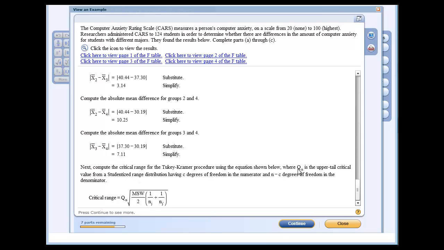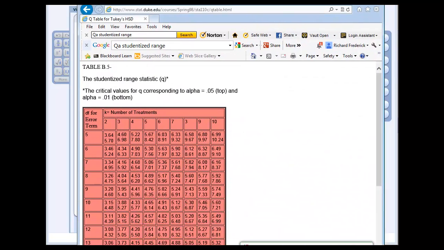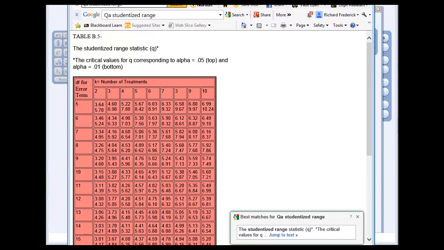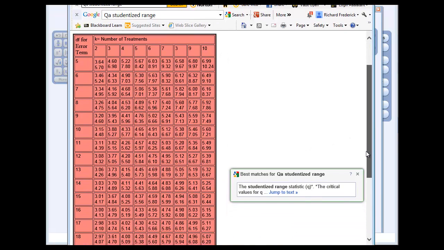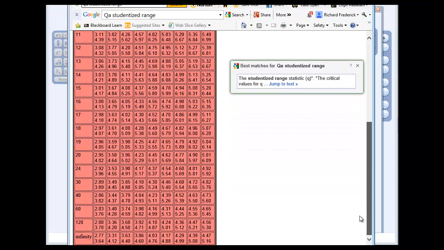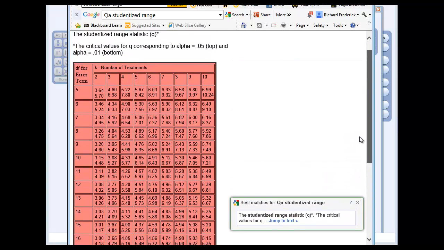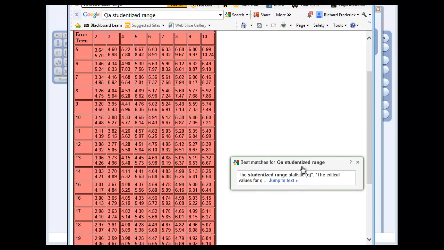Now, we're going to figure out Q alpha, and we're going to multiply it by this value. I think all the n's are equal, so it doesn't really matter. Just figure out what the n is. But let's figure out how we do this. Well, you get that from another table, and see, I just Googled studentized range. You could probably find a calculator, but here's a table. I never look at the book for tables, and it's right on the internet.